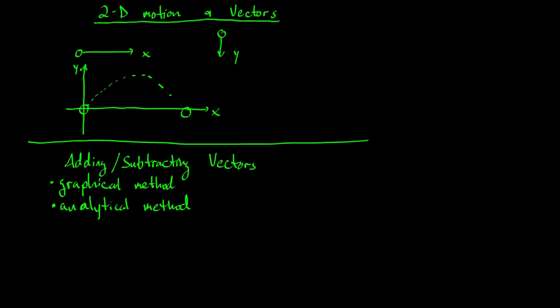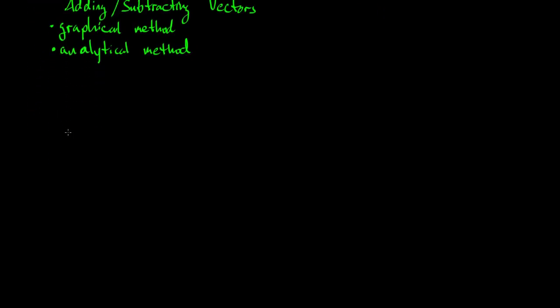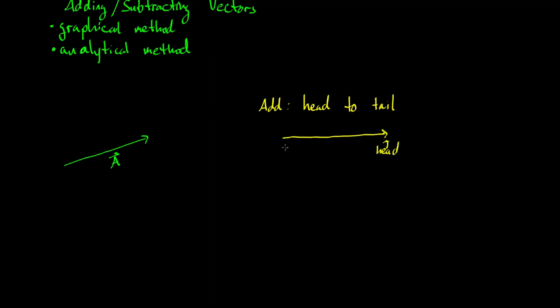So what's the graphical method? The graphical method is just how we draw it. Remember that vectors have both magnitude and direction, and we indicate that with an arrow. Let's say I had some random vector like this. We'll call it vector A. Now, to add, we put it head to tail. What's a head and what's a tail? You could probably figure that out, but I'll go ahead and label this. On a vector, we call this the head and this the tail.